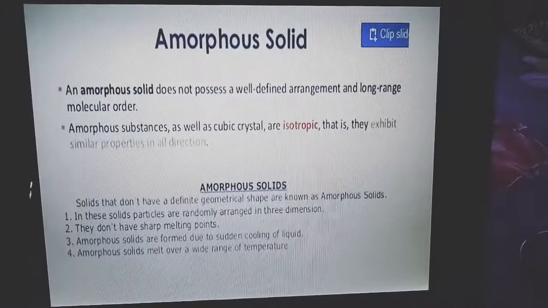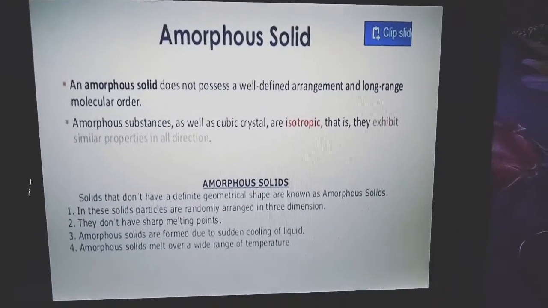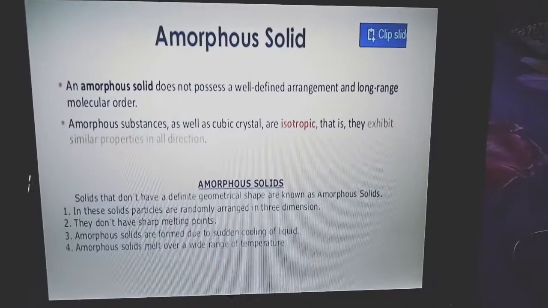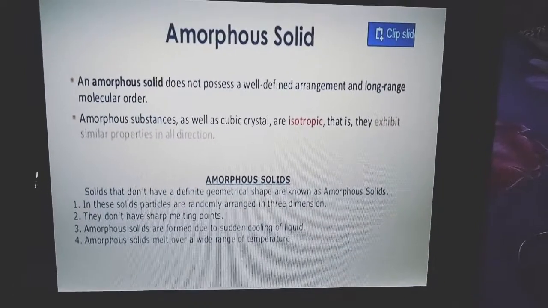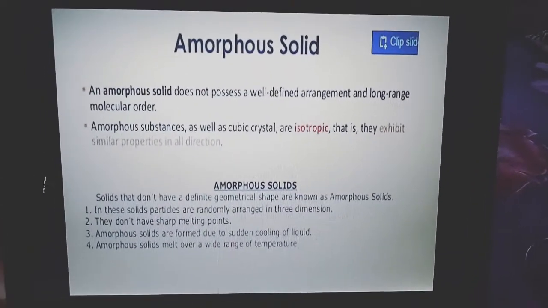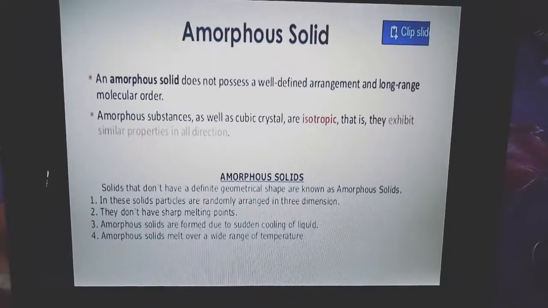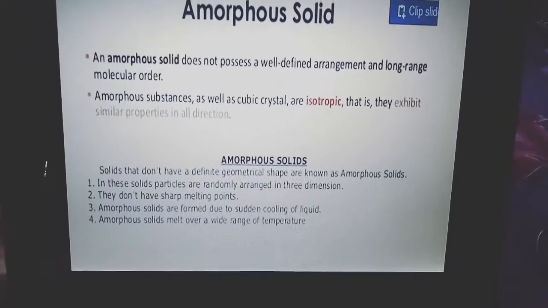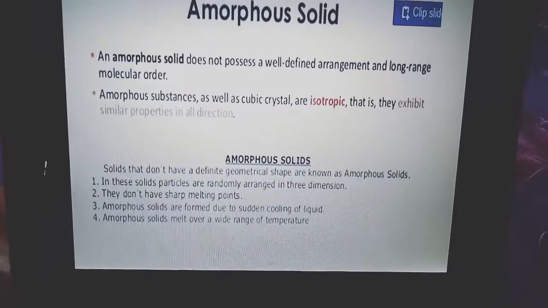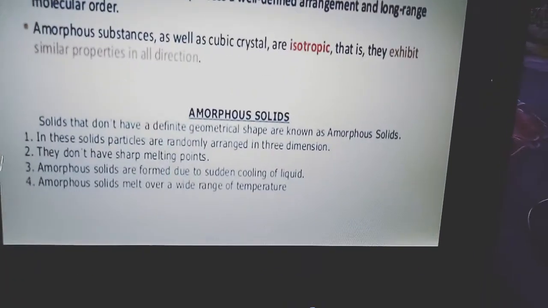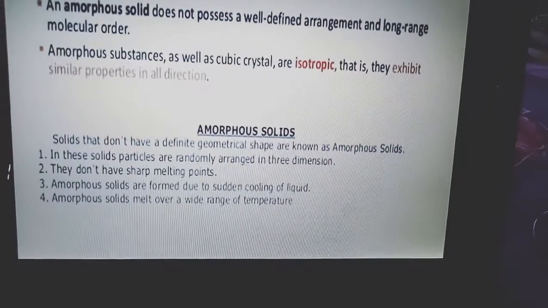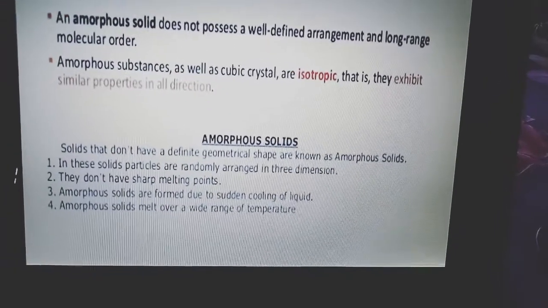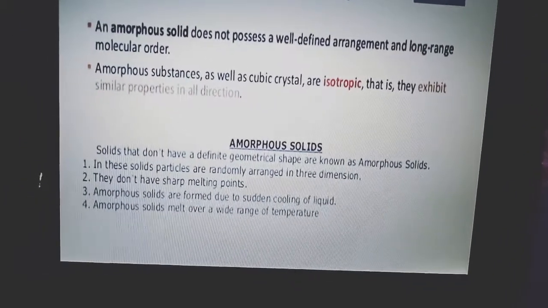Next topic is amorphous solid. I have already told you about crystalline solids and amorphous solids. An amorphous solid does not possess a well-defined arrangement and long-range molecular order. Amorphous substances, as well as cubic crystals, are isotropic. Isotropic means they exhibit similar properties in all directions. Amorphous solids do not have a definite geometrical shape. In these solids, particles are randomly arranged in three dimensions, with no ordered arrangement. They don't have sharp melting points.